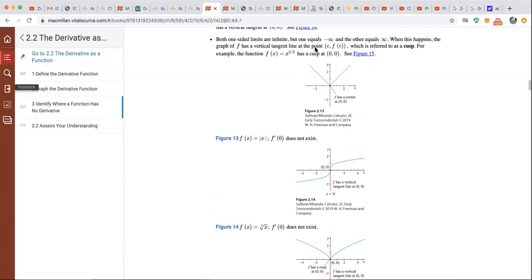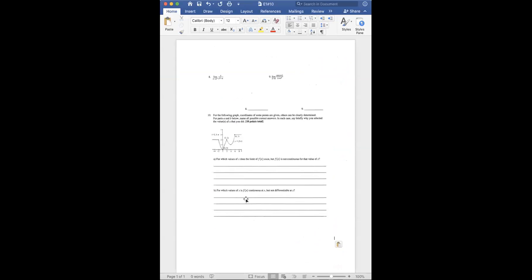So going back to that diagram now, let's go back to the problem diagram here. The situation is it's continuous, so there's no hole, but not differentiable, meaning there's a corner, okay? So check it out, answer those questions.